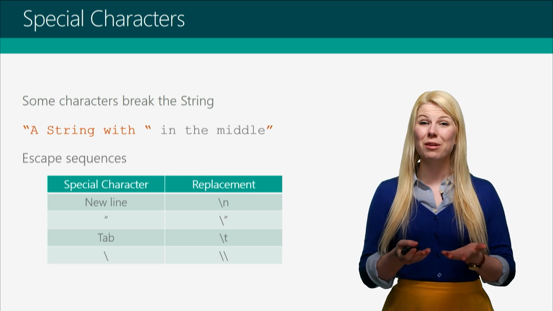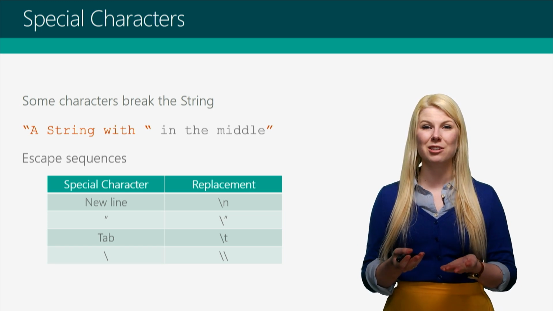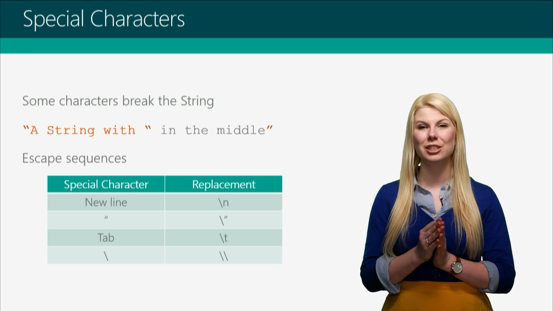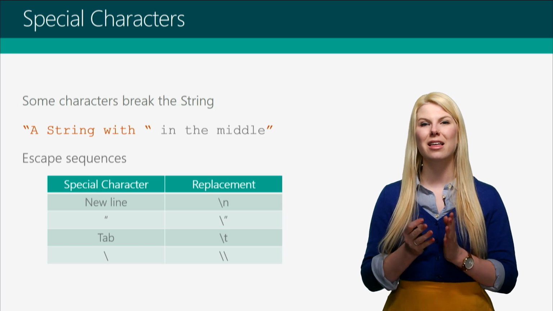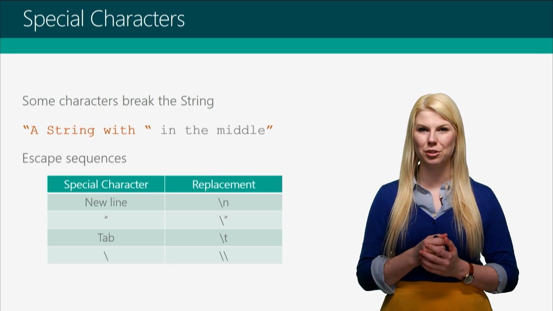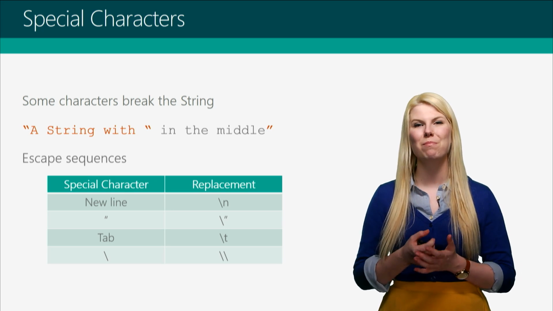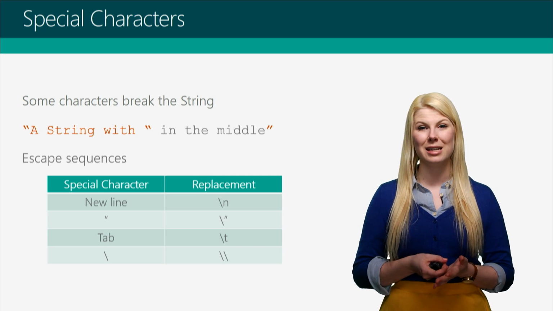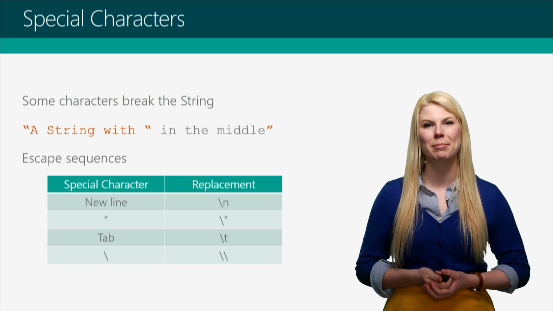Also, I lied before. You can have multi-line strings. You just can't do it by hitting enter. You do so by adding a backslash and then an N, and that will translate into a carriage return or like hitting enter on your keyboard in the middle of a string. You can do the same thing with the backslash T. That adds a tab.